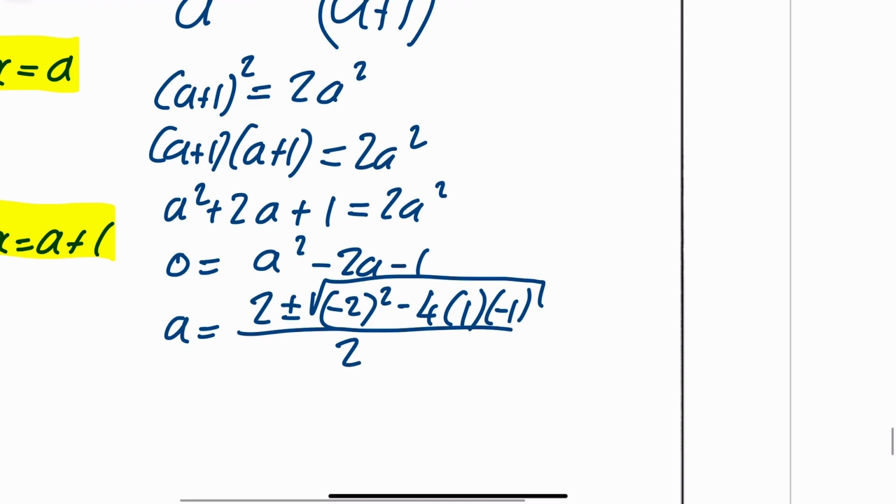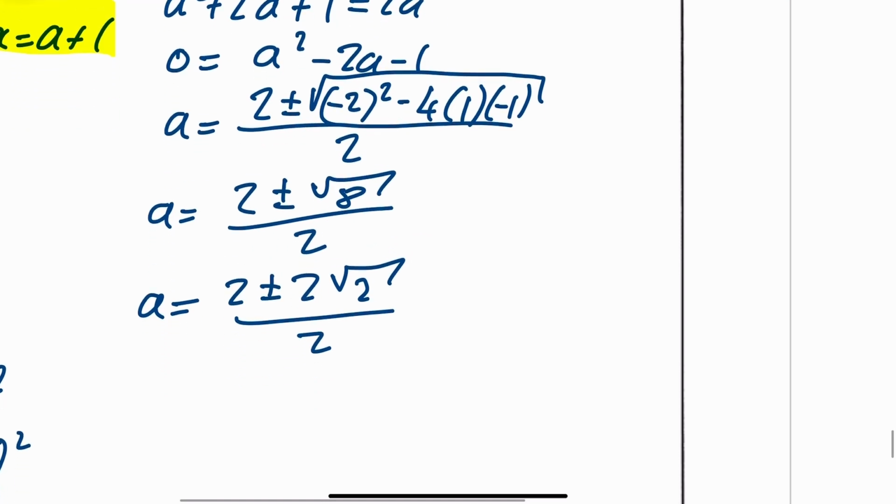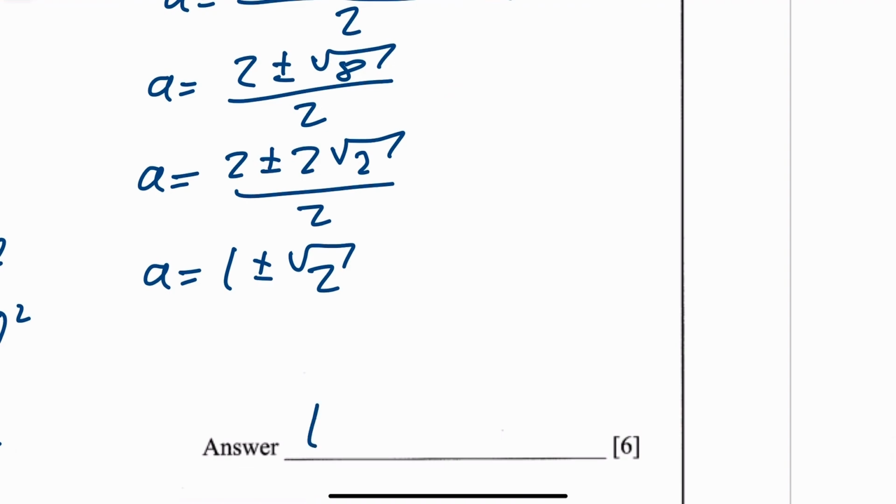And then if you sort that out, you're going to have a is equal to 2 plus or minus, that's going to be 4 plus 4, which is going to be root 8, all over 2. And then that is the same as 2 plus or minus root 8. Root 8 is the same as 2 root 2. So that's what you're going to have. And your a is equal to 1 plus or minus root 2. So your answer, a is equal to 1 plus root 2 or 1 minus root 2. And that should be the answer.